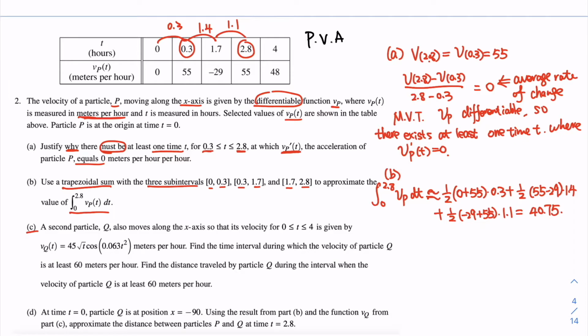Part C. A second particle Q also moves along the x-axis so that its velocity for t between 0 and 4 is given by this function. Find a time interval during which the velocity of particle Q is at least 60 meters per hour, and find the distance traveled by particle Q during this interval. So the velocity of Q has to be greater than or equal to 60. So we just use our graphing calculator. You can treat t as x and plot it.